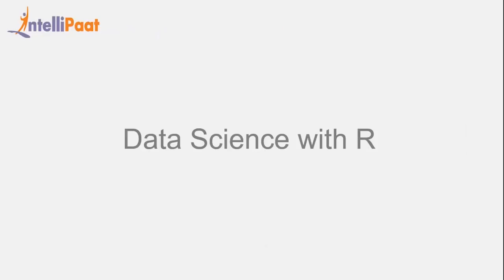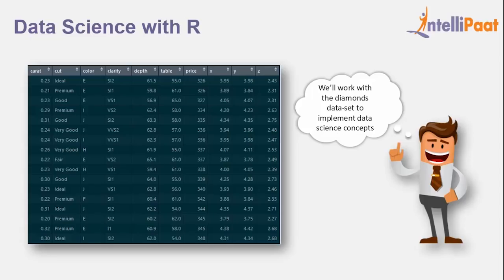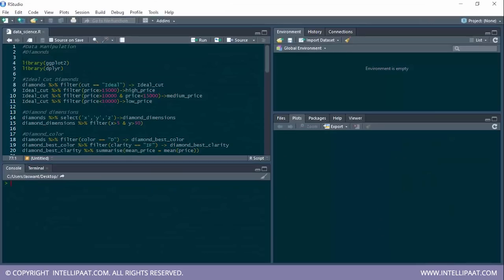So it's finally time to implement all of the data science concepts with R. So let's go ahead and do that. And we'll be working with the Diamonds dataset to implement the data science concepts. So let's head to RStudio. So this is RStudio, guys. This is how RStudio looks like.